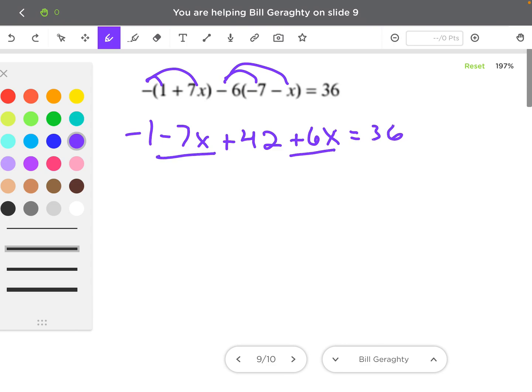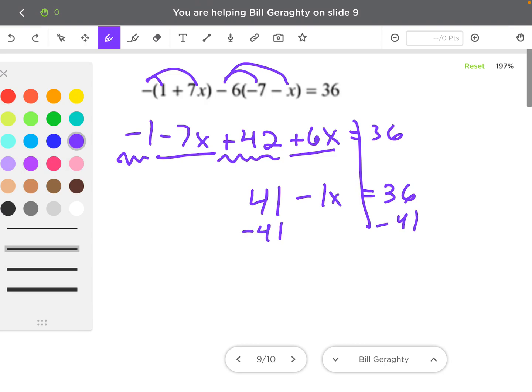Next thing, you should always combine like terms that are on the same side of the equation. Okay, so these are on the same side of the equation. -1 plus 42 is a positive 41. -7x and a positive 6 is a -1x. Now you can start moving things, so I would subtract 41 and divide by -1.